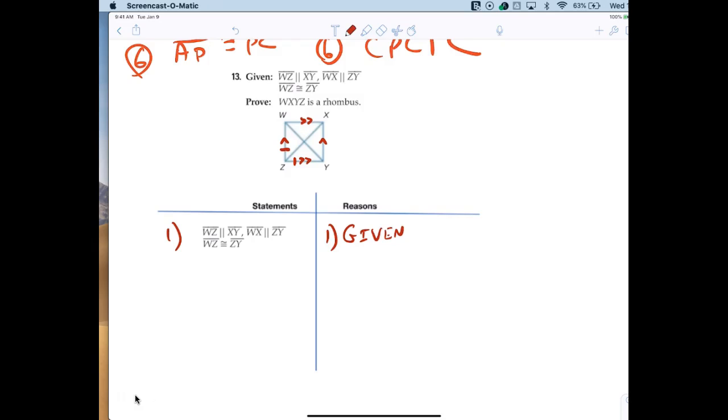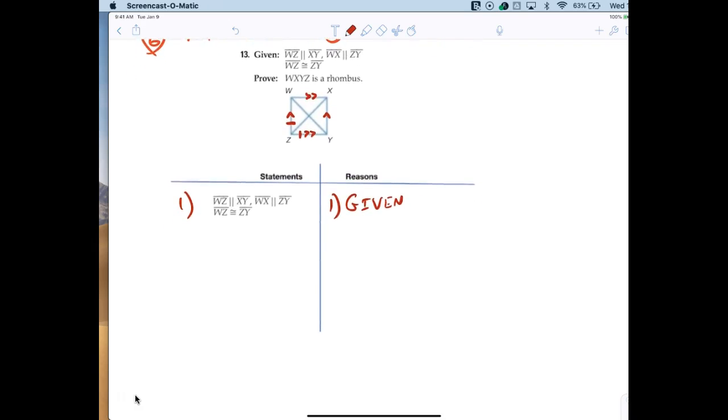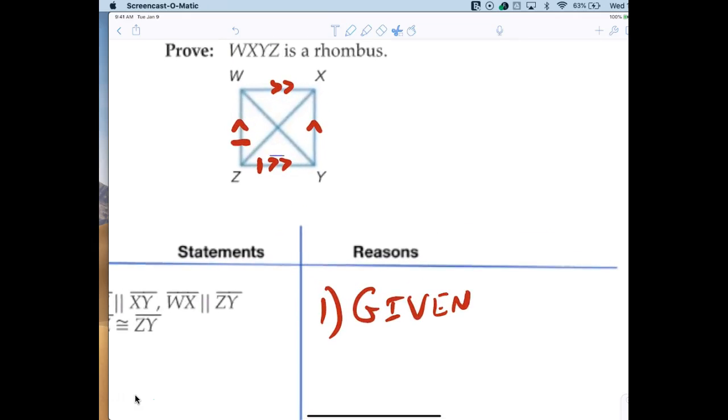Is this a parallelogram? Yes. How do I know it's a parallelogram? Opposite sides are parallel. You okay with that? All right, now I want some help here. I don't want to do it. I want you guys to tell me. So somebody come up with a thought. We're trying to prove that it's a rhombus.